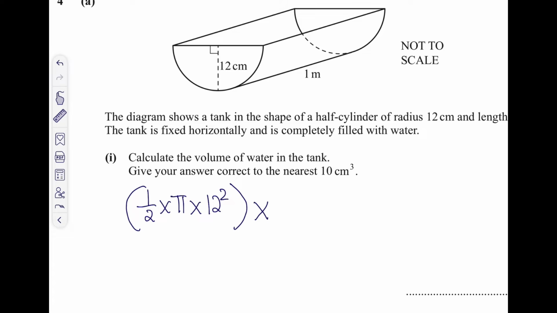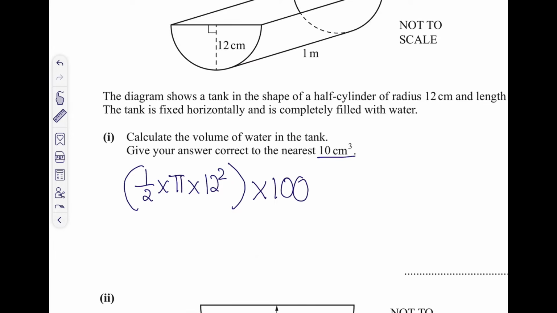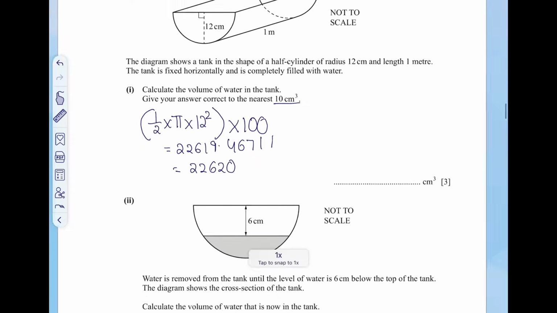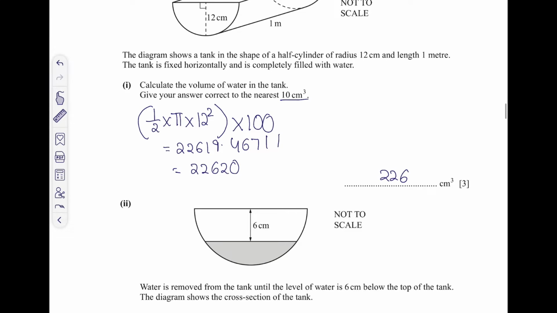Now remember not to do it by 1 meter but with 100 centimeters, because all the values are in centimeters and the answer should be in centimeters cubed, to the nearest 10. Multiply this by 100. Now when you do this, what you get is half into pi into 12 squared into 100. Now that's giving us something like 22619.46711. Nearest to 10 would be 22620. Alright, 22620.